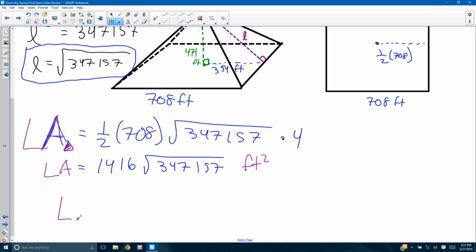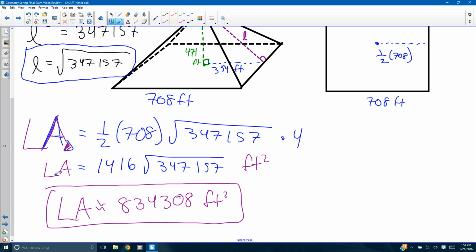It's going to be about 834,308 square feet. Not exactly, but about. Just so you know, if instead I changed my number from 589.200 whatever to 589, my answer would be 834,024. I would have been about 280. I would have been 283 square feet off.